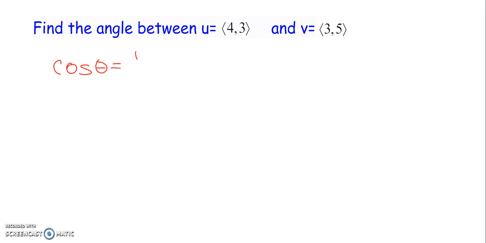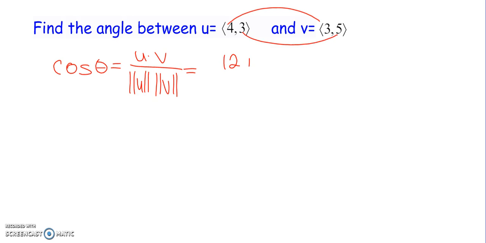Cosine theta equals, we are going to dot product u and v. We are going to find the magnitude of u and the magnitude of v on the bottom. So let's do the dot product on the top. That's going to be 12 plus 15. So the top of this fraction is going to be 27.